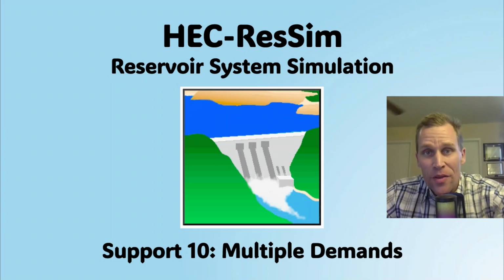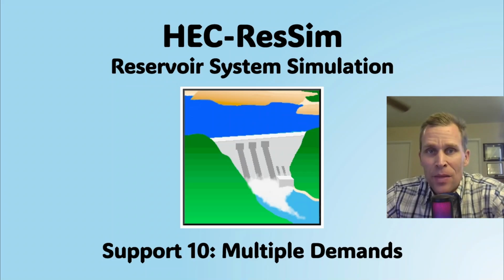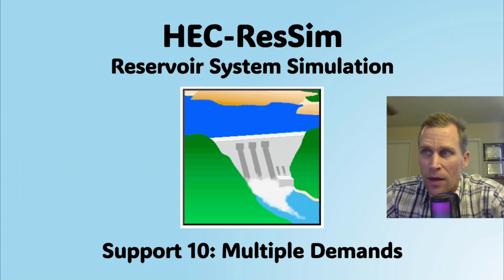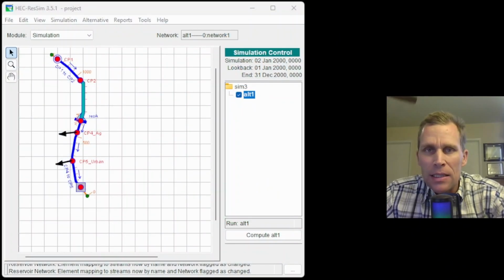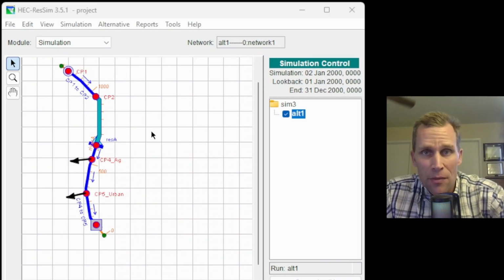Welcome and hello. This is a support video in HEC ResSim, and in this video I'm going to title it Multiple Demands. I got an email from one of my viewers who asked about if we have two demands, agricultural and urban, how should we define those demands in HEC ResSim? I don't have too many details, but what I will show you in this video is one way to set up a model with multiple demands downstream of a reservoir.